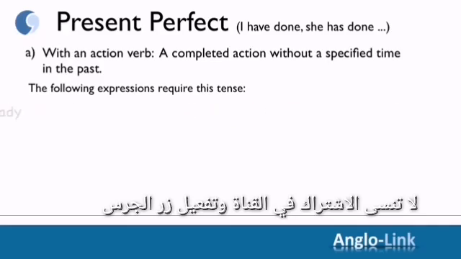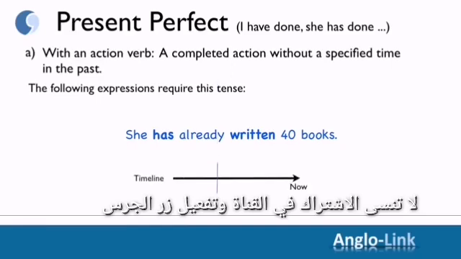The following expressions require this tense because they do not refer to a specific time in the past. They mean some time in the past until now. So far. Already. Not yet. Recently. Just. Ever. Never. Today until now. This year until now. In the last few years. In the past week. For example, she has already written 40 books. Let's look at the timeline. The action is completed without saying exactly when. It's completed before now, which is the time of speaking.